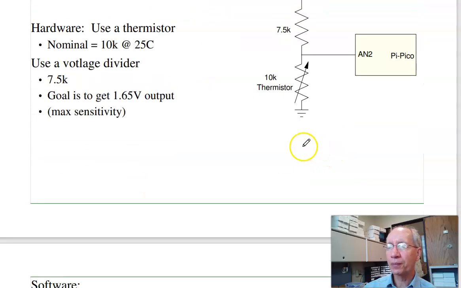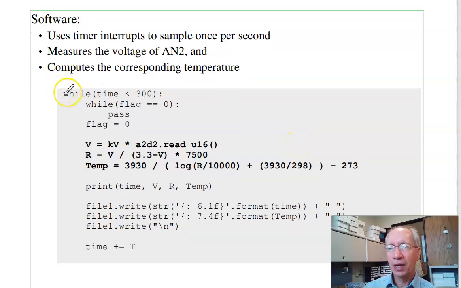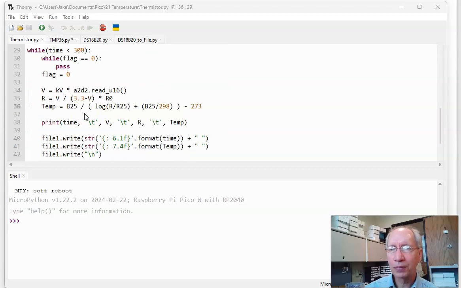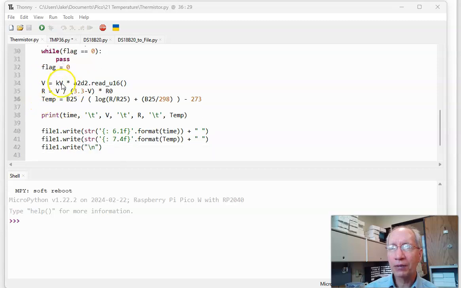So there's the hardware. In terms of software, I'm going to reuse the previous code for writing data to a file, change it slightly. I'm going to read in the voltage, calculate resistance, calculate the temperature, print that, and then save it to a file. So here's what that looks like. This is converting the A to D to voltage. The thermistor I'm using is 10K at 25 Celsius. This is the B parameter. This is my voltage divider, 2000 ohms. Do the analog reading, well, once every second, read the analog voltage, calculate resistance, calculate temperature, and print it.